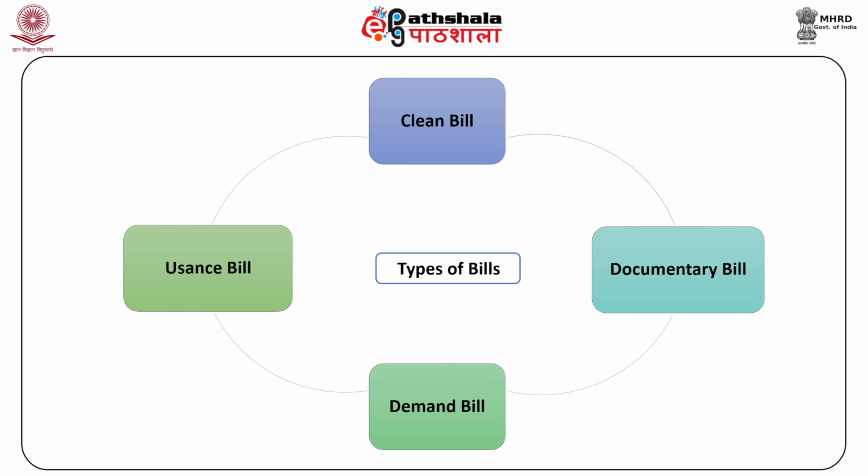On the basis of documents attached with the bill, it can be classified as a clean bill. A bill which is not accompanied with any supporting document such as railway receipts or lorry receipts, etc., which are evidence of an actual trade transaction, is classified as a clean bill. Then there can be a documentary bill. A bill accompanied with documents which confirm that trading of goods or services has taken place amongst the parties to the bill is classified as a documentary bill. The supporting documents may be railway receipt, lorry receipt, bill of lading, etc.